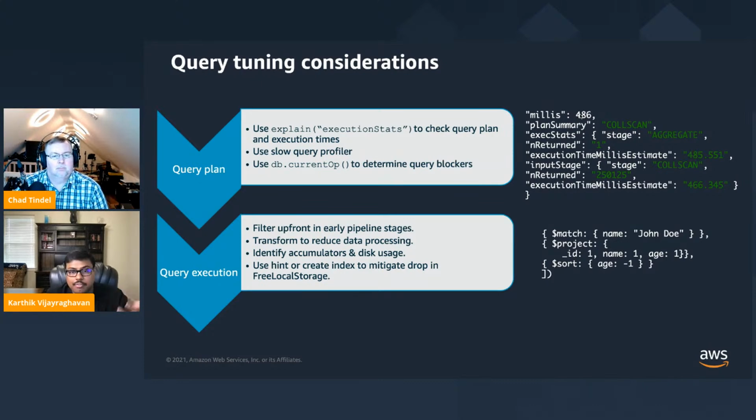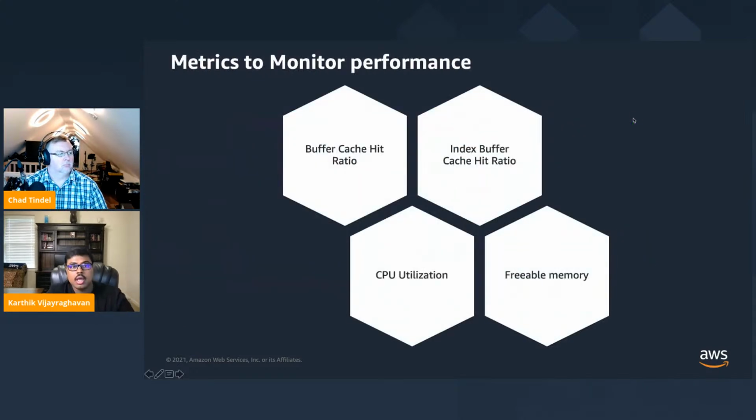And see if you can use hint and specify an index that is optimal so that it can help you do hash aggregates versus sort aggregates. The difference between hash and sort is that hash happens in memory, sort happens on disk. So these are some of the techniques: monitor FreeLocalStorage, pay attention when you're using accumulators like $group and $sort, and make appropriate choices for indexes and use hints and things like that. So that is for query execution.